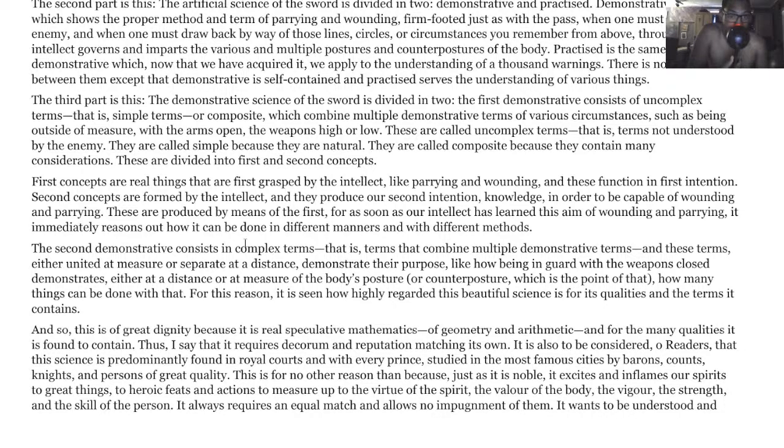These are divided into first and second concepts. First concepts are real things that are first grasped by the intellect, like parrying and wounding, and these function in the first intention. Second concepts are formed by the intellect, and they produce our second intention, knowledge, in order to be capable of wounding and parrying. These are produced by means of the first, for as soon as our intellect has learned this aim of wounding and parrying, it immediately reasons out how it can be done in different manners and with different methods.